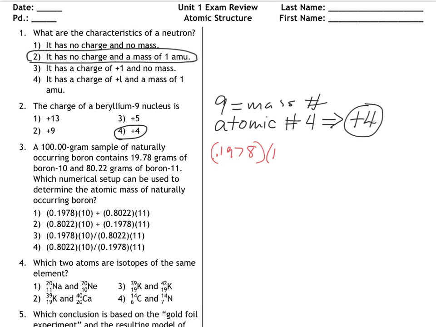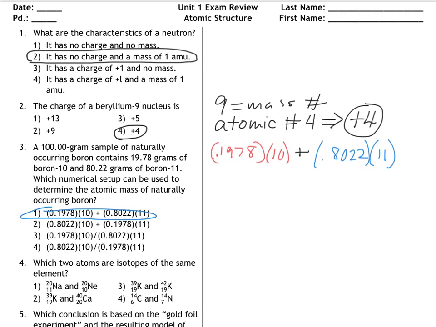So I need to multiply that by the number 10 because that's the mass of that isotope. And you need to add that together with another product, and the other product is the percent abundance of boron-11, which I'm going to write down as 0.8022, the decimal form of 80.22%, and that needs to be multiplied by the mass for that isotope, which is 11. So really, I just need to find an answer choice that looks like this. I'll pause the video and let you choose the one that looks similar. From my looking at the question, it looks like number 1 is our best answer. It matches right up.